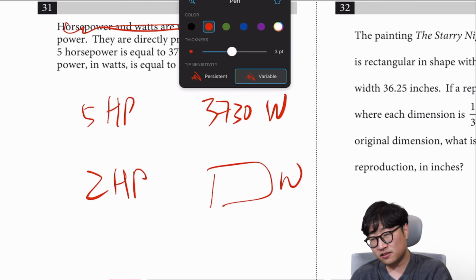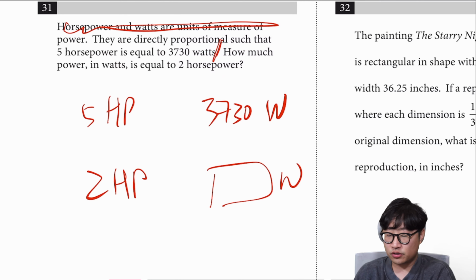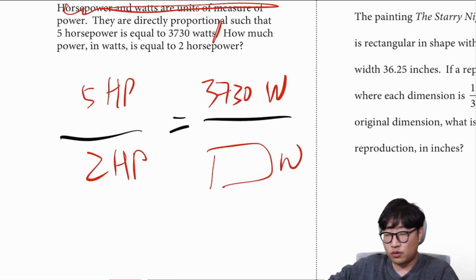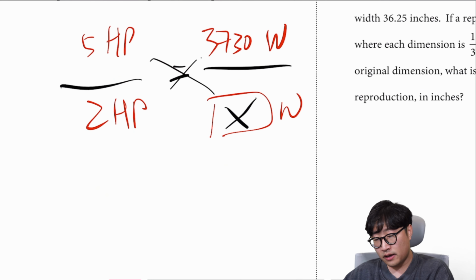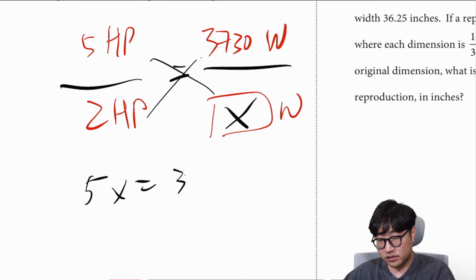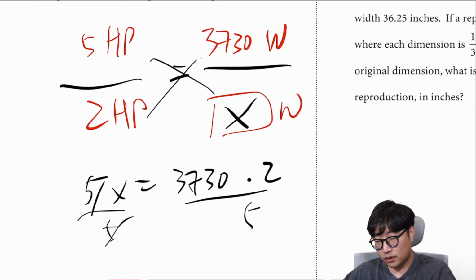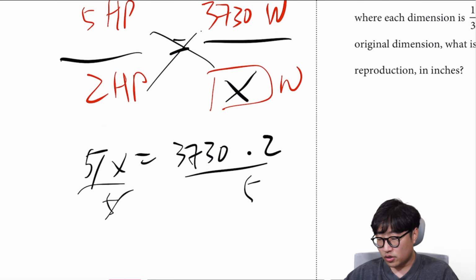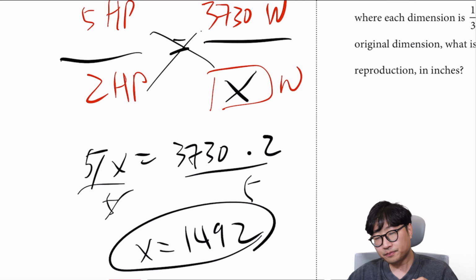I don't know, but this is a fraction. I mean, proportion. Just put them into fraction, set them equal. I'll call that x. So just cross multiply. 5x is equal to 3730 times 2. Go ahead and divide by 5 on both sides. And please use your calculator for this, because who wants to do all that math in their head, right? So x is equal to 1492 when you do that.